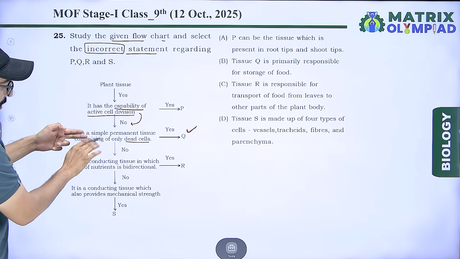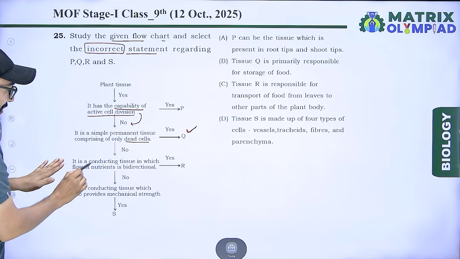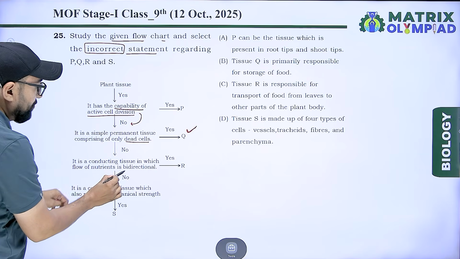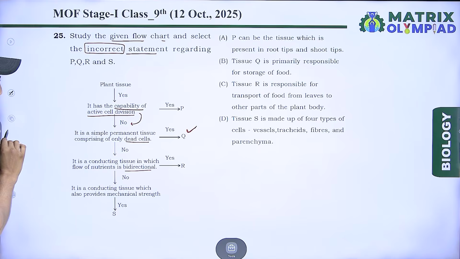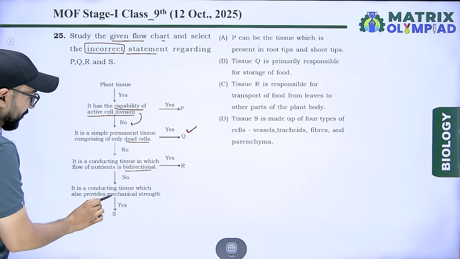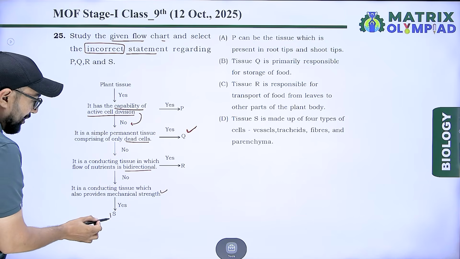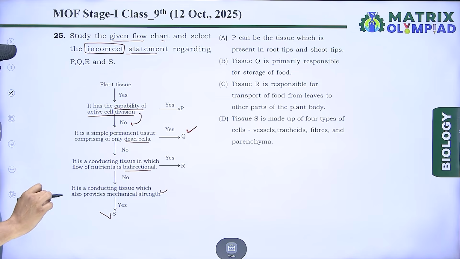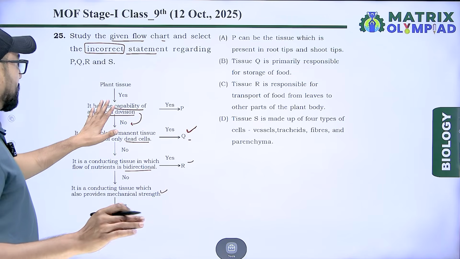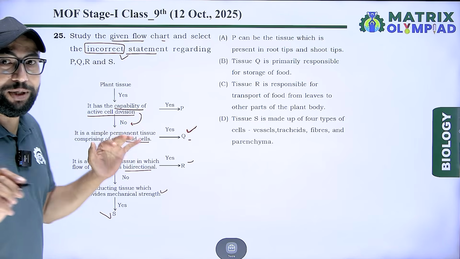Next, if this is no, then it is conducting tissue in which flow of nutrient is bidirectional. If no, then it is conducting tissue which also provides mechanical strength. Then yes, it is called S. In this case, yes Q, yes R. But according to the question, we have to find the incorrect statement regarding PQRS.